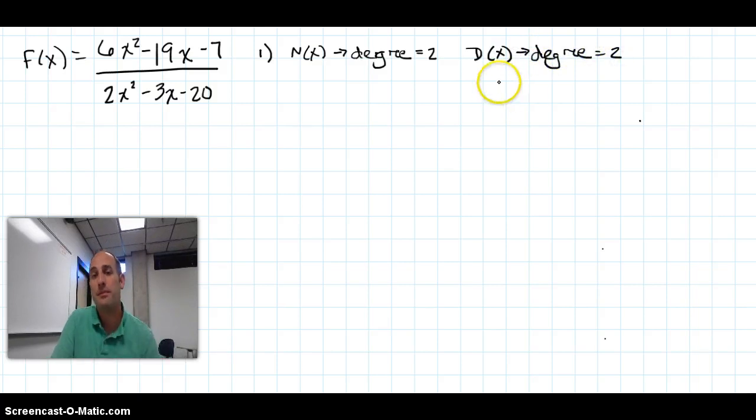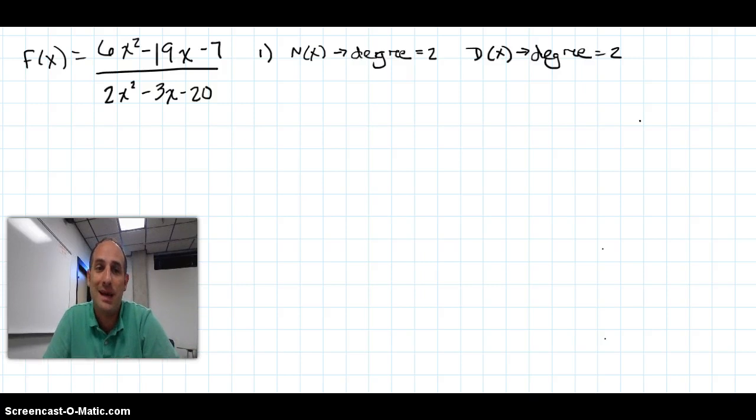Those are the same. And since they're the same, what's going to happen is if you put really large numbers in for x on the top and bottom, the 19x and the 7 aren't going to matter. The negative 3x and the 20 aren't going to matter when you're talking about huge numbers. They're not going to matter in the sense of it's going to approach whatever the top and the bottom do. So you only look at those 2 leading numbers.